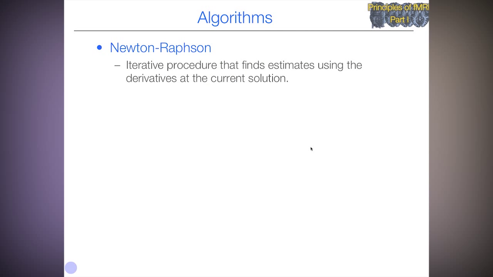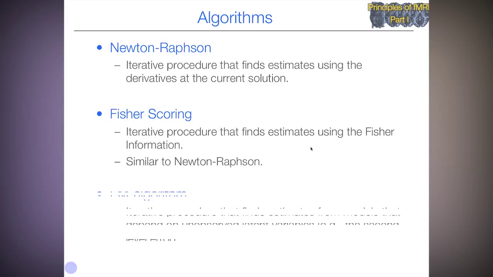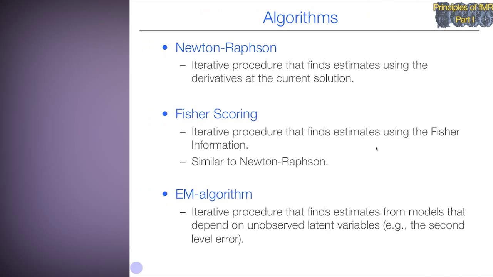Now, the algorithms, there's a whole cottage industry of different algorithms that we can use to find the maximum likelihood estimate or the restricted maximum likelihood estimate. And many of them are common across disciplines. For example, Newton-Raphson is an iterative procedure that finds estimates using the derivative at the current solution. And we have Fisher scoring, which is very similar to Newton-Raphson, but which finds the estimates using Fisher information. And finally, we have the EM algorithm, which is also an iterative procedure that finds estimates from models that depend on unobserved latent variables, for example, the second level error.